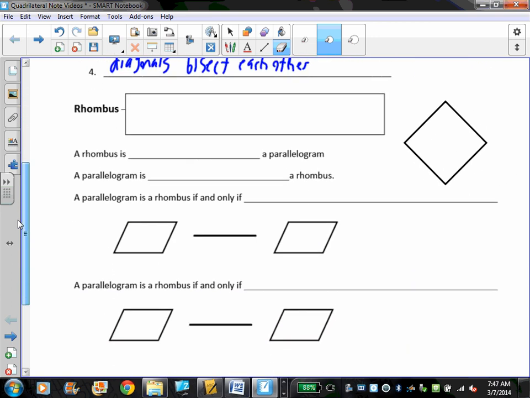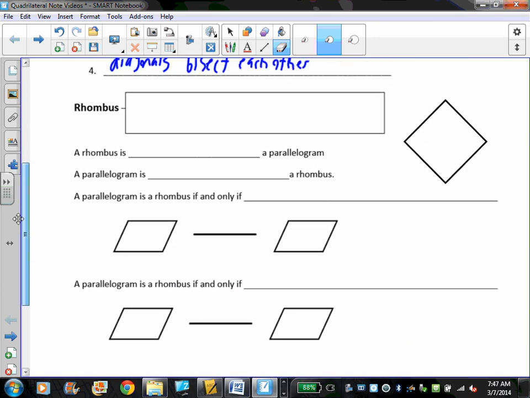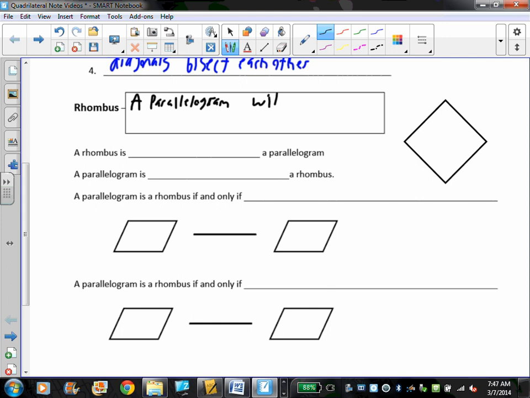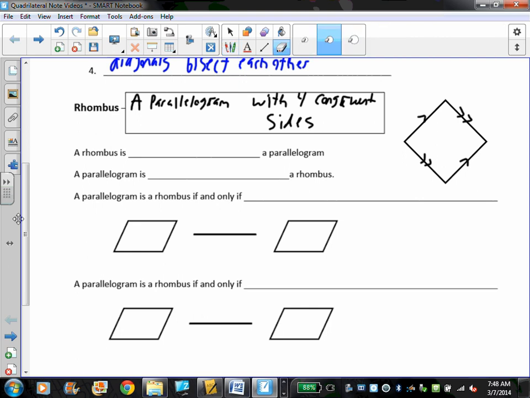And a rhombus is a type of parallelogram. It's a specific type of parallelogram. It is a parallelogram with four congruent sides. So this is still parallel to this. This is still parallel to this. But the added thing that we know this time is that all of these sides are the same length.